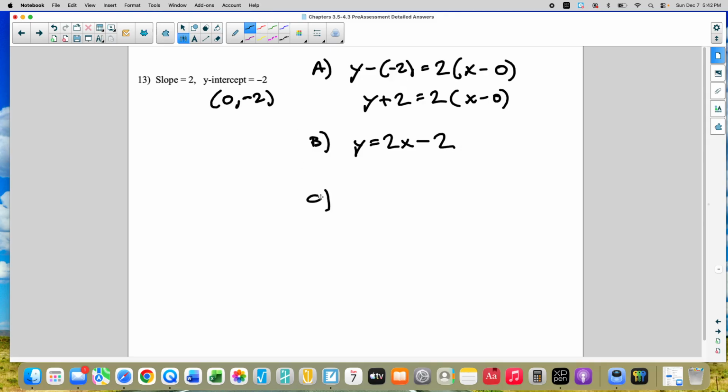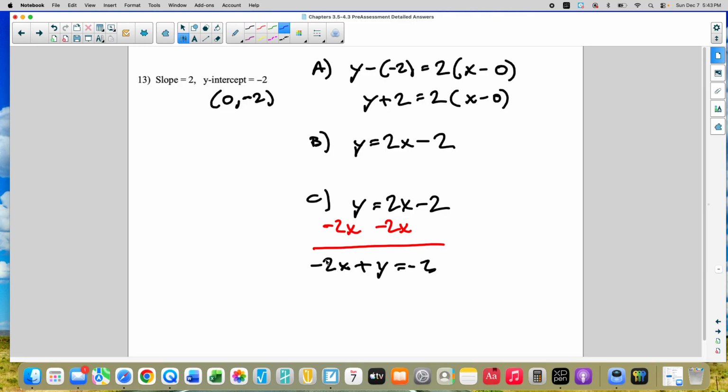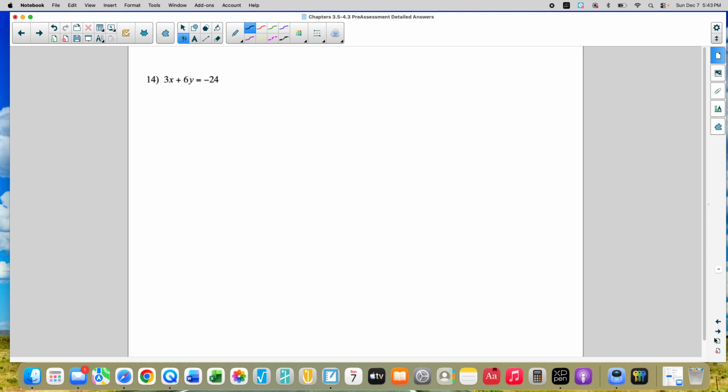And then standard form, y equals 2x minus 2. Let's subtract the 2x over: -2x plus y equals -2. We can't have a negative, so we multiply by -1. Everything else are integers, so that's okay. So 2x minus y equals 2 is the standard form. All right, it's in standard form, so my C equation is already done. I'm done with that. That's cool.